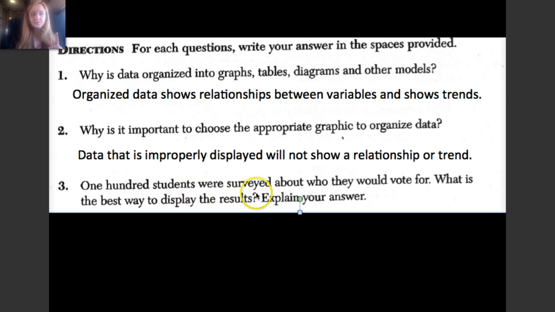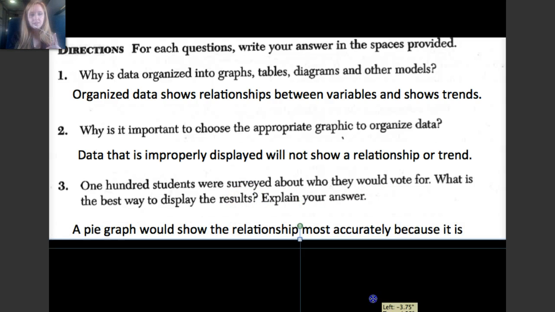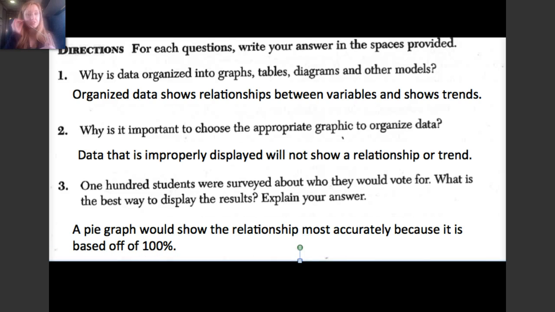100 students were surveyed about who they would vote for. What is the best way to display the results? Explain your answer. A pie graph would show the relation more accurately because it's based off 100%. So pie charts are used for percentages. When there's a whole, you can show how much each part is taken out of it.